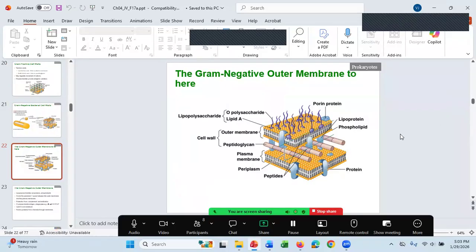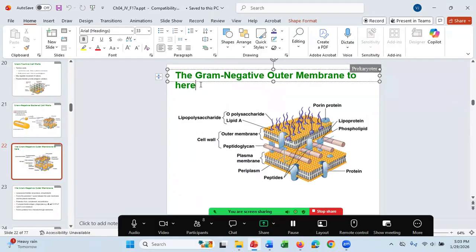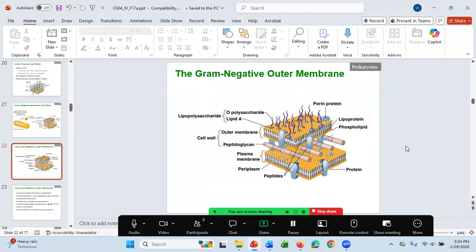I have that we had talked about the membrane of gram-negative and gram-positive cells. Any question about any of that? All right.